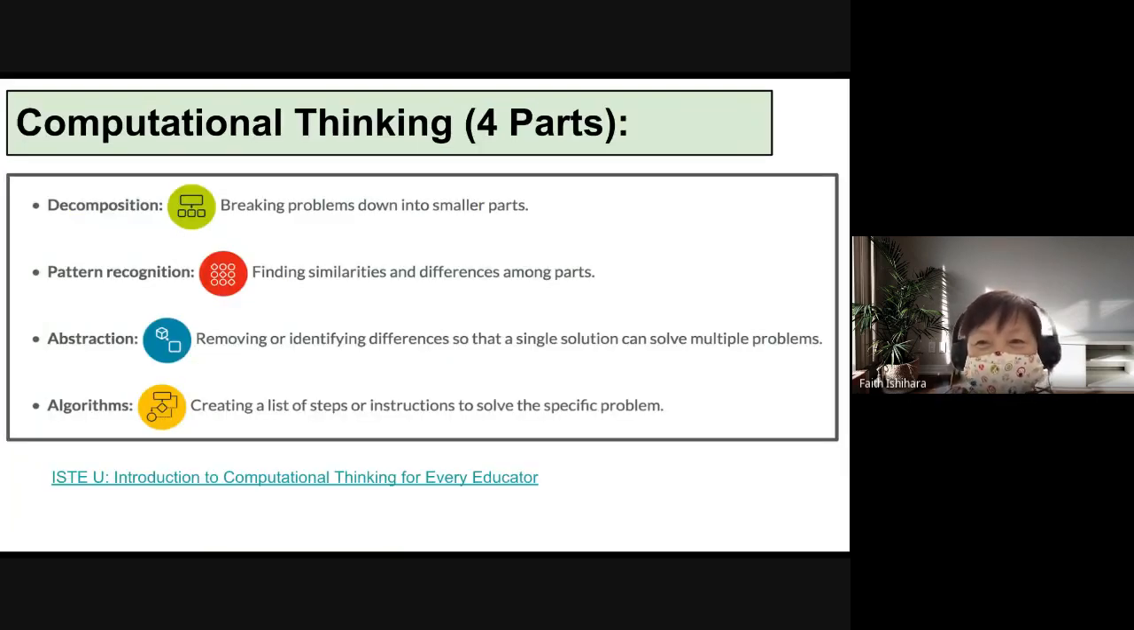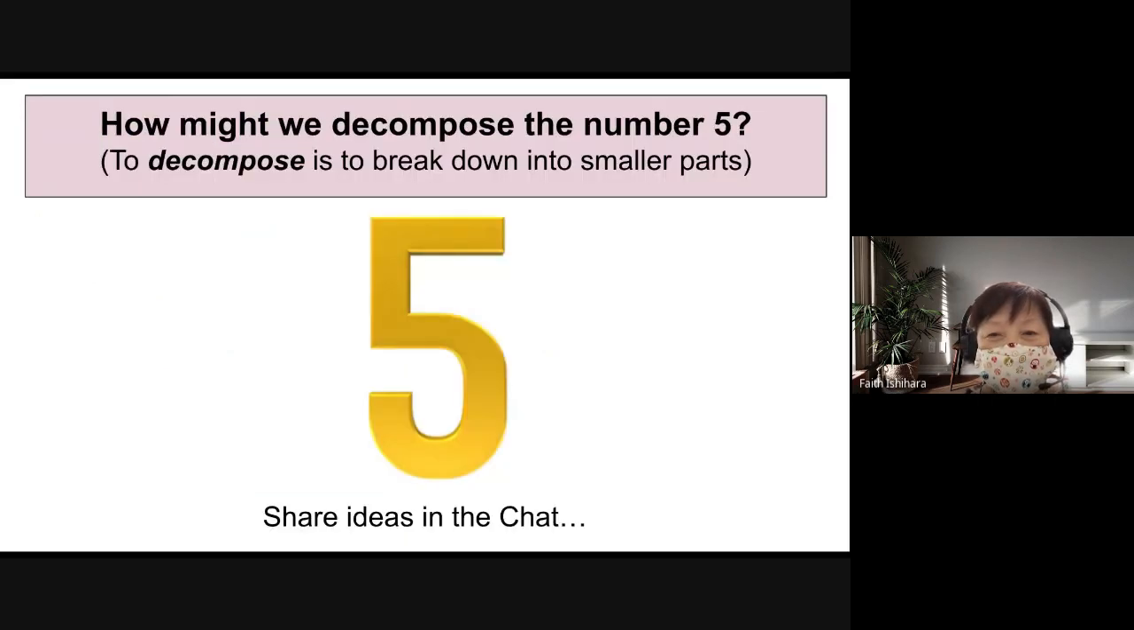So as we mentioned, decomposition is breaking problems down to smaller parts, pattern recognition is finding similarities and differences amongst the parts, abstraction is removing or identifying differences so the single solution can surface, and algorithms is creating the steps to solve the problem. So if we think about decomposition in math for younger students, how might we decompose the number 5? So put some thoughts into the chat.